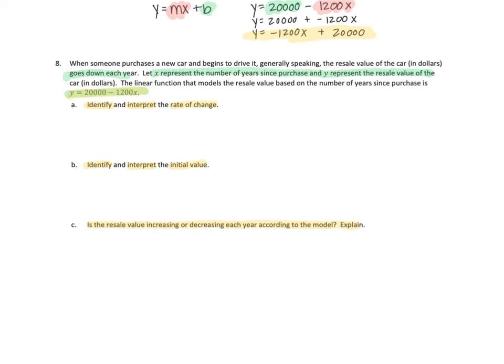All right, starting with part A. The rate of change is your M value, and it comes right before your X. So the M value here is negative 1,200. What does this mean? This means each year the car loses $1,200 in value. That's called depreciating. Okay, so it's worth $1,200 less than it was the year before with each year that goes by.